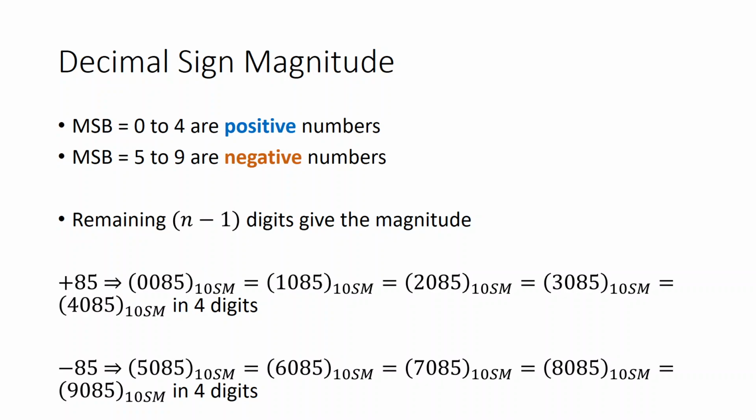Decimal sign magnitude, the same concept. There are now 10 digits, so 0 to 4 would be for positive numbers, 5 to 9 would be for negative numbers. So if you see a 0 to 4 in the MSD, they would be positive numbers. If you see 5 to 9 in the MSD, they would be negative numbers, and the rest of the digits would give you the value, the quantity. So you can see the example, pretty straightforward.